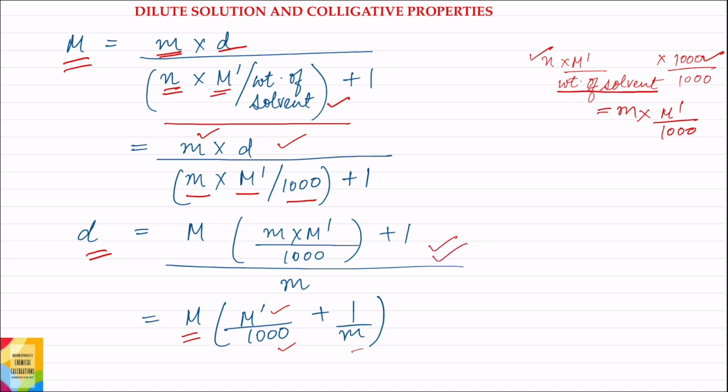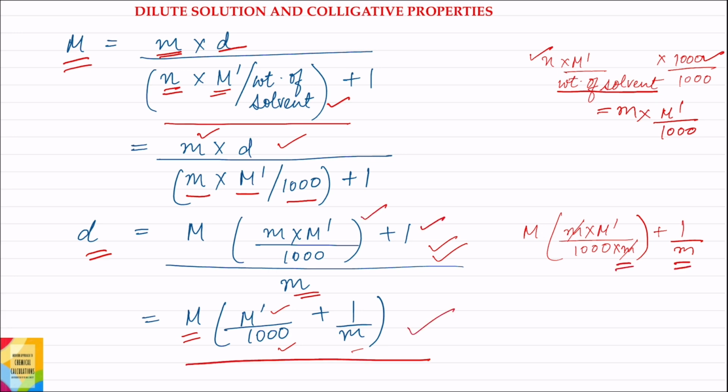If we further solve this equation, that is m, and in the bracket is molality into m dash divided by 1000, and this whole is divided by molality. So in the denominator we get molality plus 1 by m. Now m gets cancelled and we get this equation, that is molarity and in bracket molecular weight divided by 1000 plus 1 by molality.